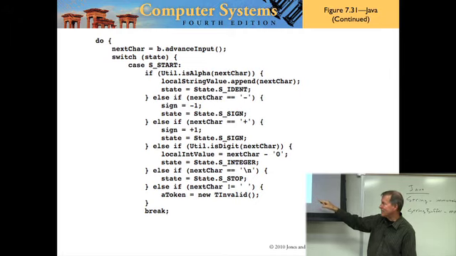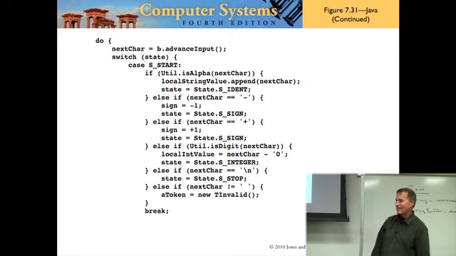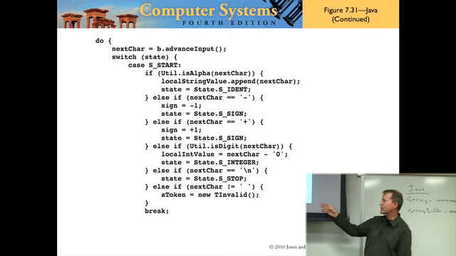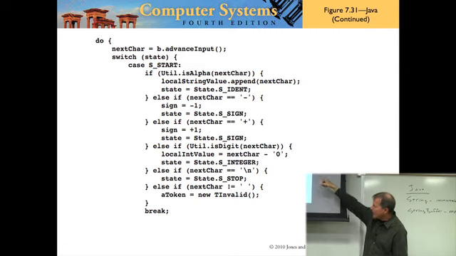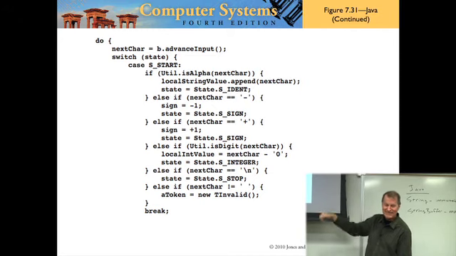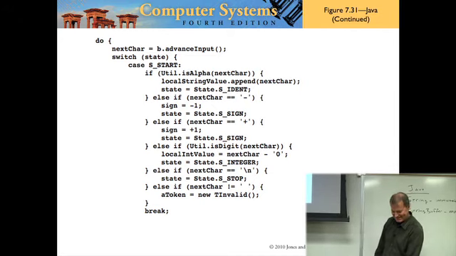Okay. Else if next char is what? Is not equal to a space, then what? A token gets what? New T invalid. So if it's not any of those things, and it's not a space, then it's an error. Okay. But what happens if it is a space? Then we just read to the next one. None of those happened, so it'll stay in that state. Good deal. Is this cool?